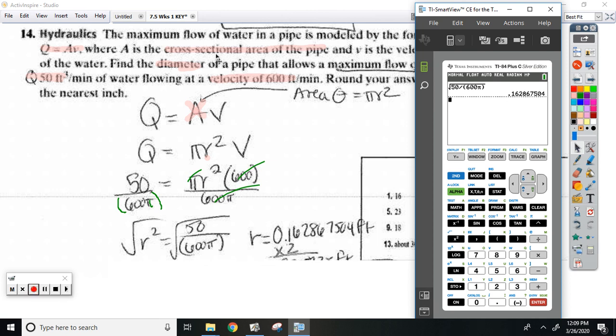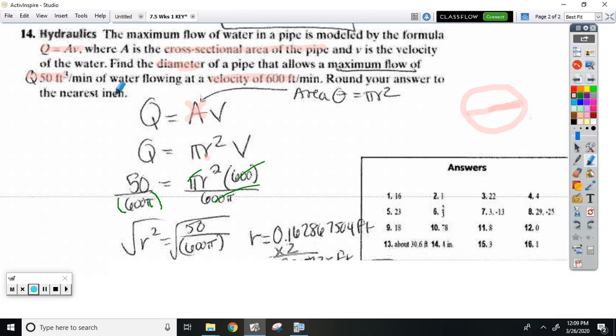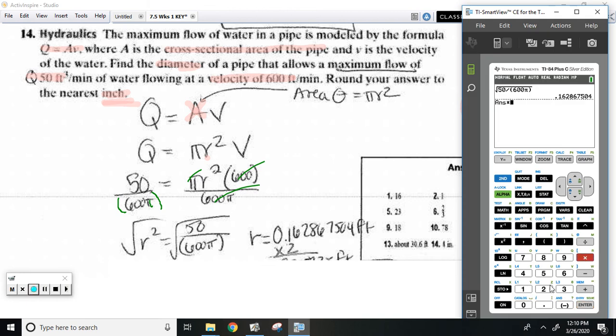They asked us to find the diameter. Now another issue is that the directions also ask us to round your answer to the nearest inch. Right now we had cubic feet and feet. So the first thing I did was I took this radius and I multiplied it by 2. Remember, the radius is half of the diameter. So we need to multiply this answer by 2. And when I do that, I'll get my 0.2357.